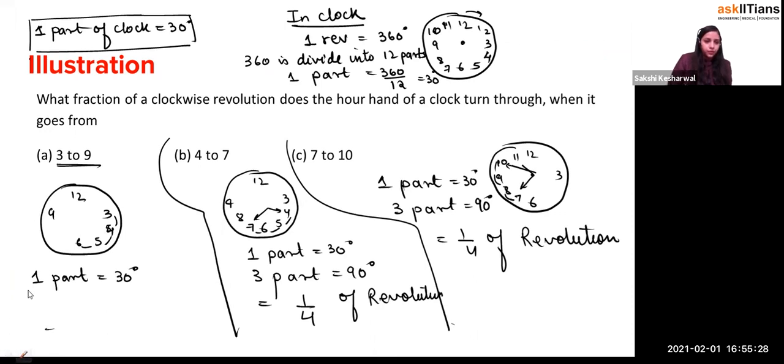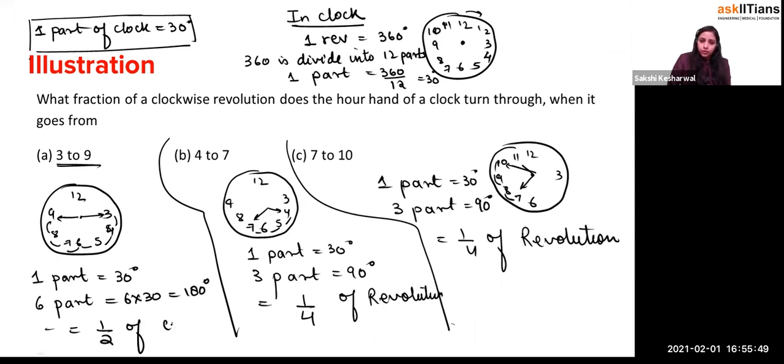Okay, so it's going from 3 to 9, right? So this is 7 and this is 8. So 3 part, 4 part, 5 part, and 6 part. So 6 part you have traveled. So it will be what? 6 into 30, which is equal to how much? 180 degrees. So 180 degrees means what? Half of the revolution? Yes, one half of the revolution, right? Yeah, this will be 1/4.